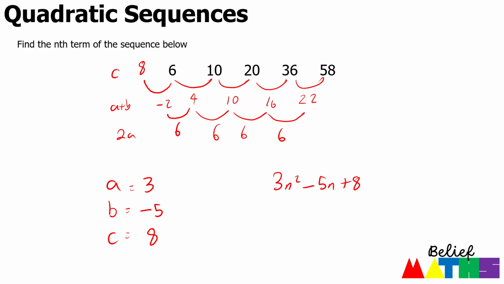Now to check my answers are correct, I could sub in 1, and if I sub 1 in for n, I will get an answer of 6. If I sub 2 in, I'll get 10. If I sub 3 in, I'll get 20. 4, 36. Sub in 5, I get 58. So I get the answers I would expect when I sub in each of those values.